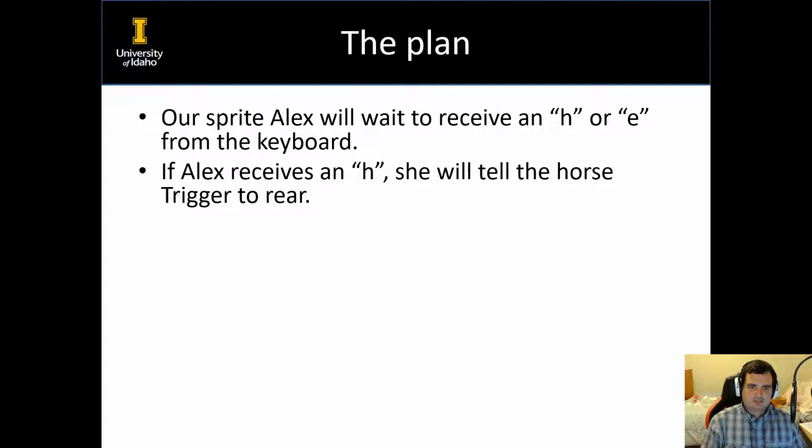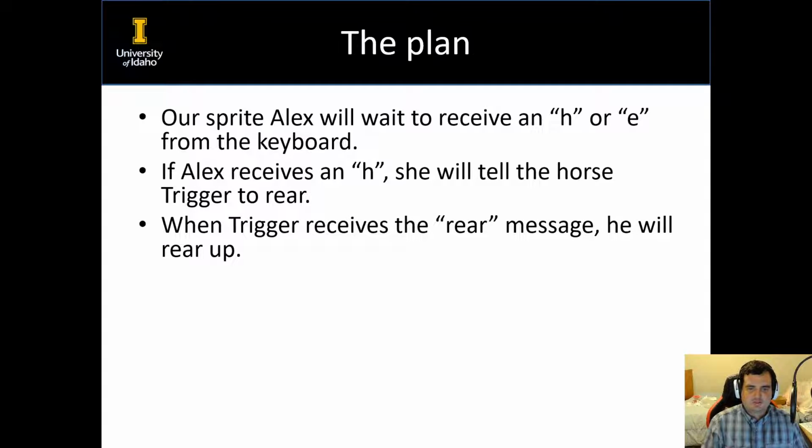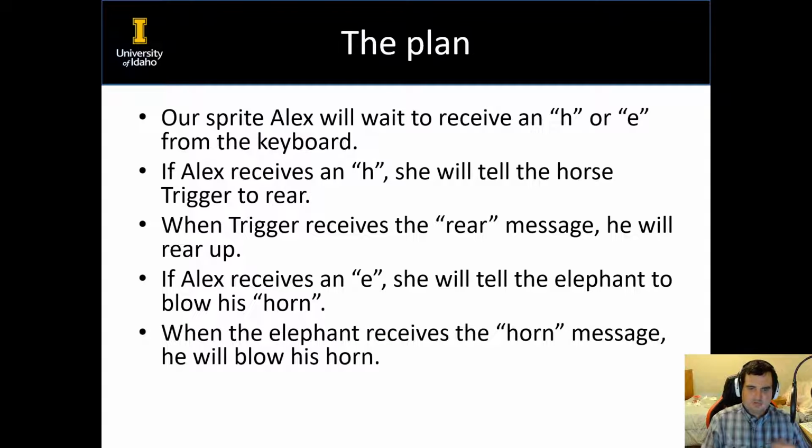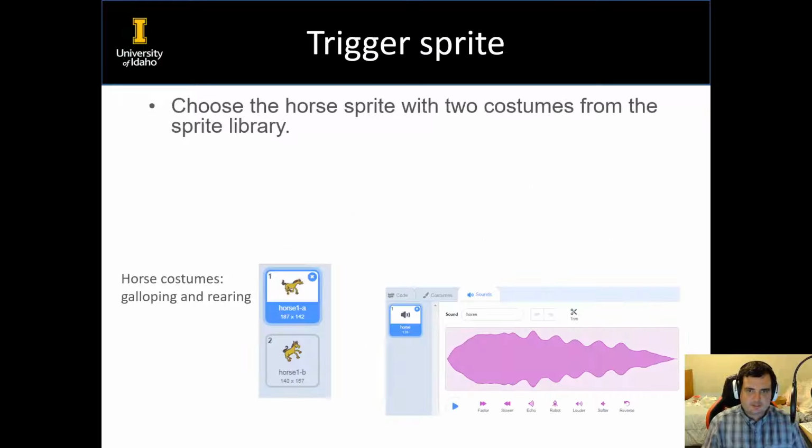Whenever they receive an H, she's going to tell the horse to rear. The horse's name is Trigger because why not? When Trigger receives the rear message, he will rear up. So Alex is going to broadcast rear, and Trigger's going to rear up. Whenever Alex gets an E, she's going to tell the elephant to blow his horn, and whenever the elephant receives the horn message, he will blow his horn. Trigger is going to get the horn message, but isn't going to do anything about it. And the elephant is going to get the rear message, but just isn't going to do anything about it.